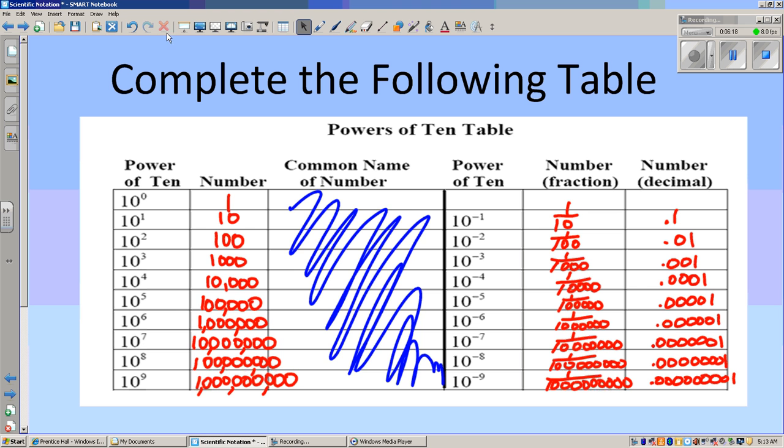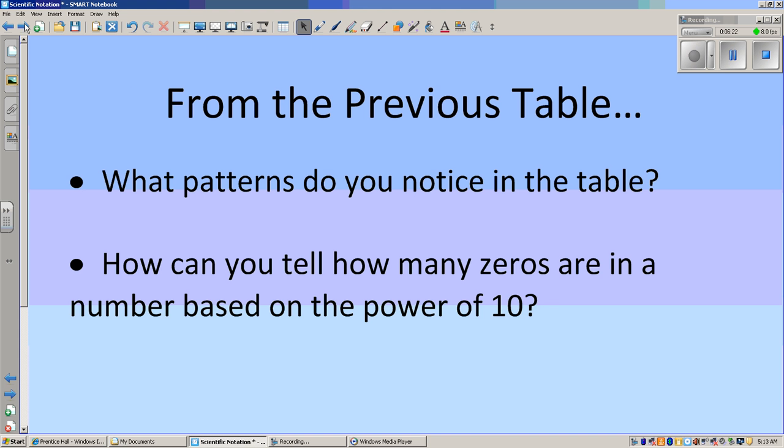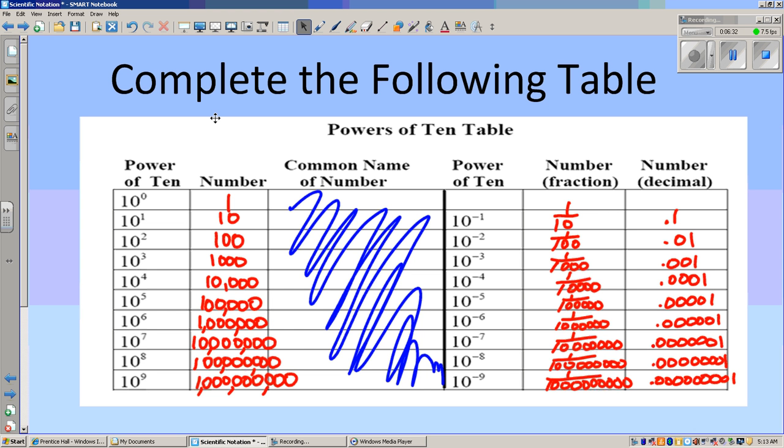Okay, we'll confirm your ideas in a video that we'll watch in just a bit. How can you tell how many zeros are in a number based on the power of 10? Well, kind of the same thing we just talked about. How can you tell how many zeros are behind your decimal and how many zeros are behind your 1 when you're raising to a positive exponent? Jot down those ideas, the answer to those questions, and we'll confirm them in a bit.